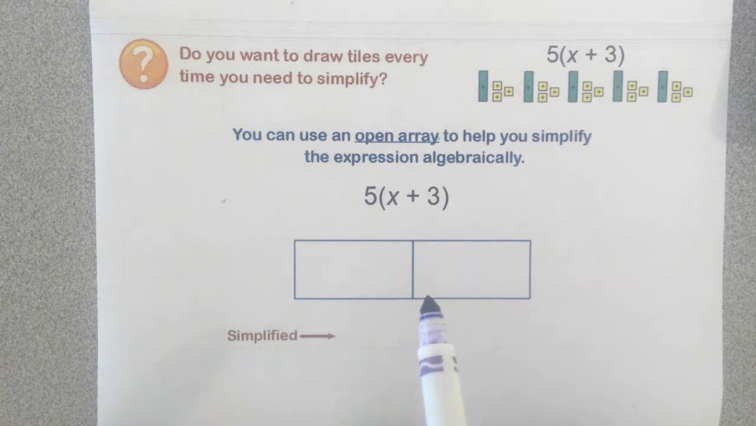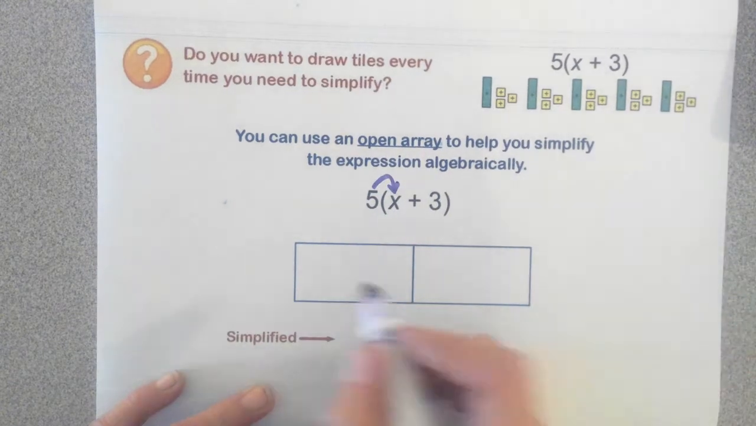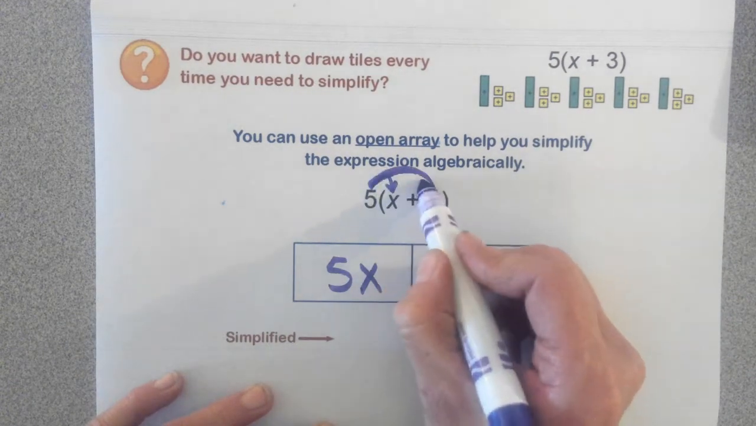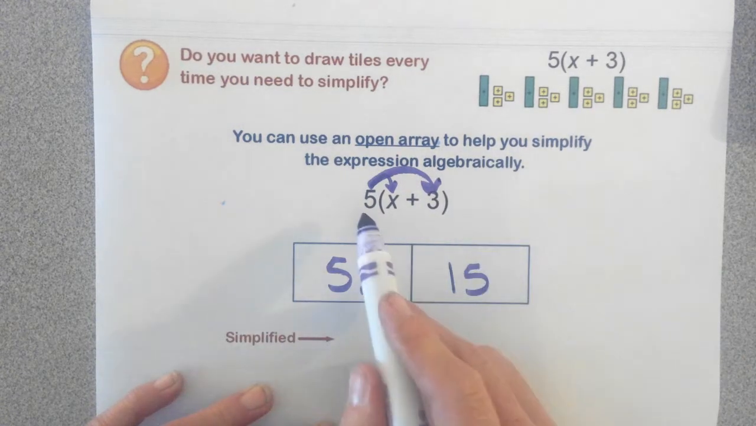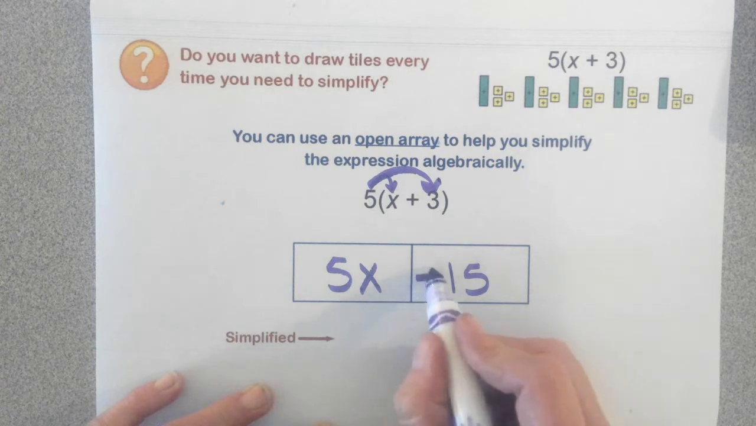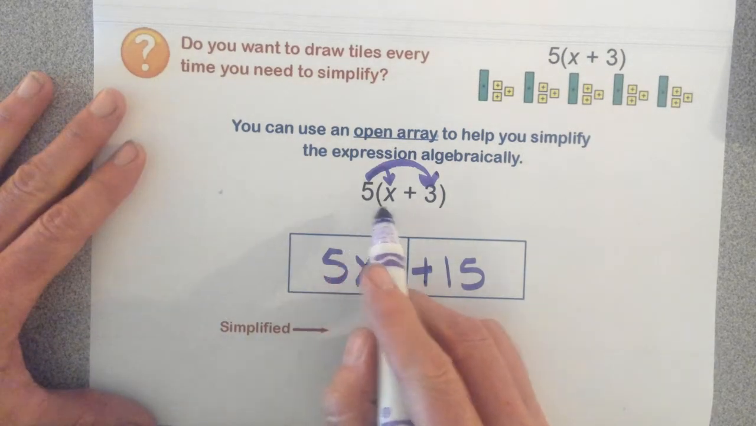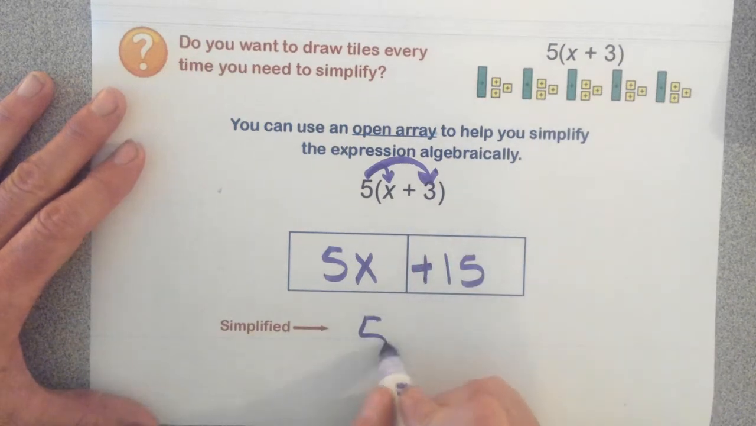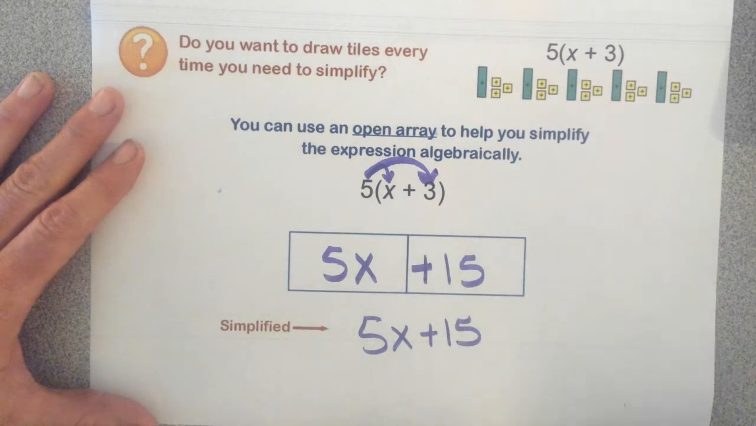This is a way that you can remember not only hippity, 5 times x is 5x, but also the hoppity, 5 times 3 is 15. And it's a positive 5 and a positive 3, so it's a plus 15. So simplified, 5 groups of x plus 3 in each group, put them all together, and you will have 5x plus 15.